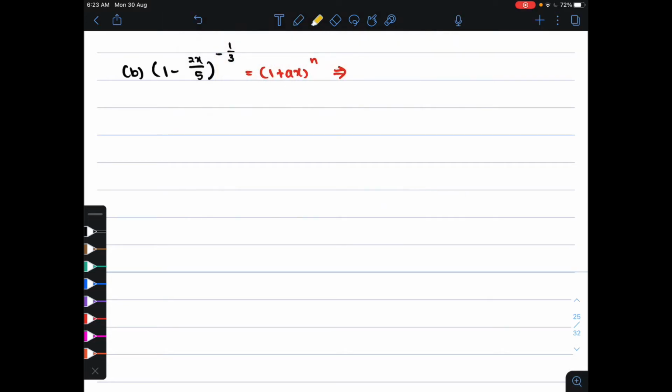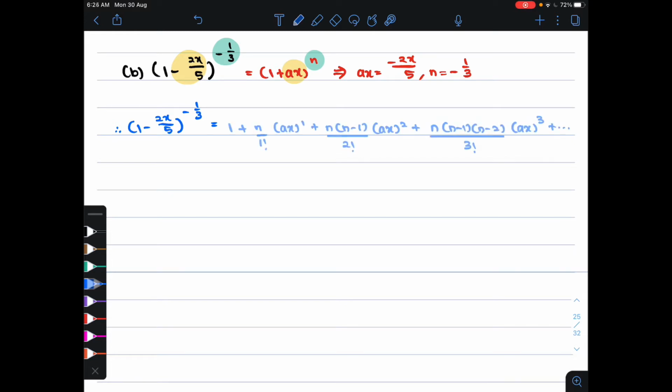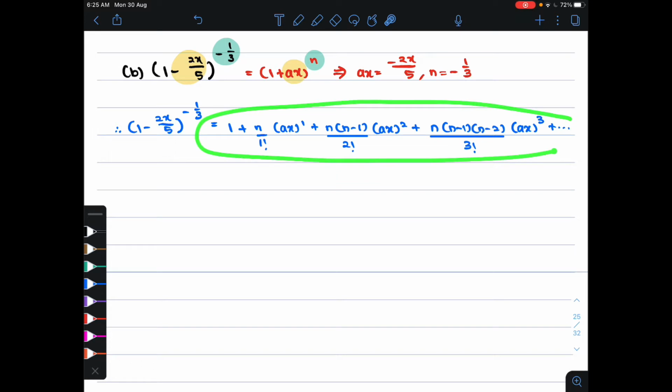Therefore, by comparison, we can see that ax is negative 2x over 5 and n is negative 1 over 3. So now just write down the formula of (1 plus ax) to the power of n, which is this one. Recall back, the question asks you to expand up to the fourth term. So this is first term, second term, third term, fourth term, and then just write down plus ... So now let's substitute ax and n into this formula.